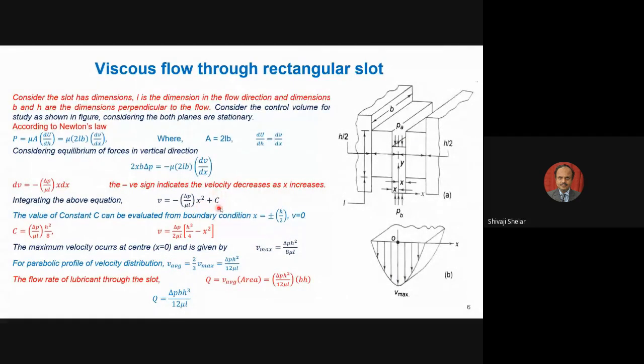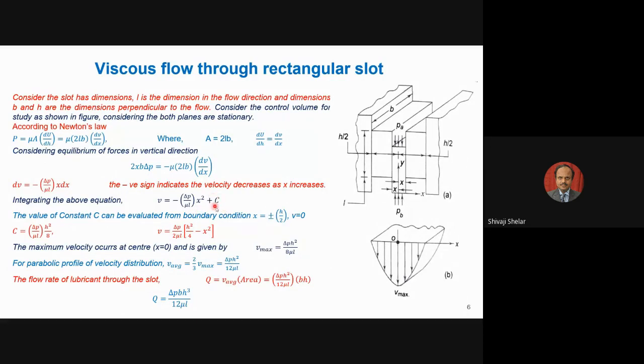Now the constant of integration can be found from the boundary condition. We have the left side at minus h by 2 and the right side at plus h by 2. So the value of constant c can be evaluated from the boundary condition at x equal to plus or minus h by 2, where the velocity of the lubricant is equal to 0.